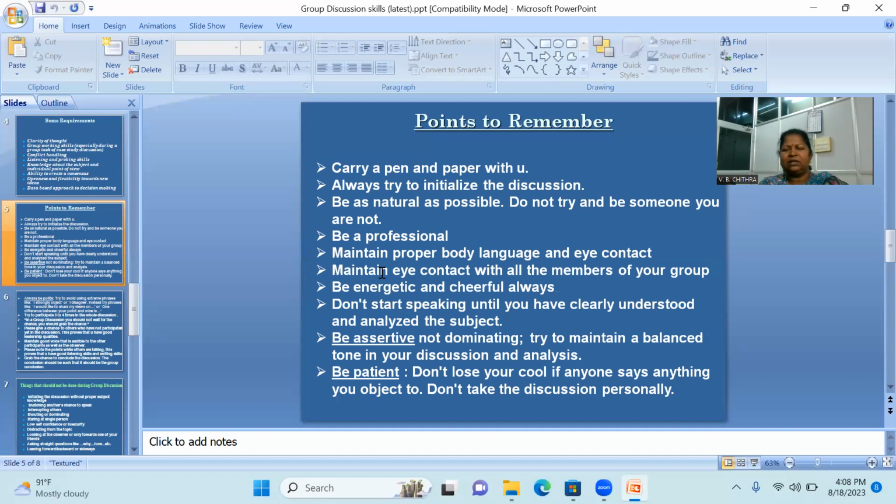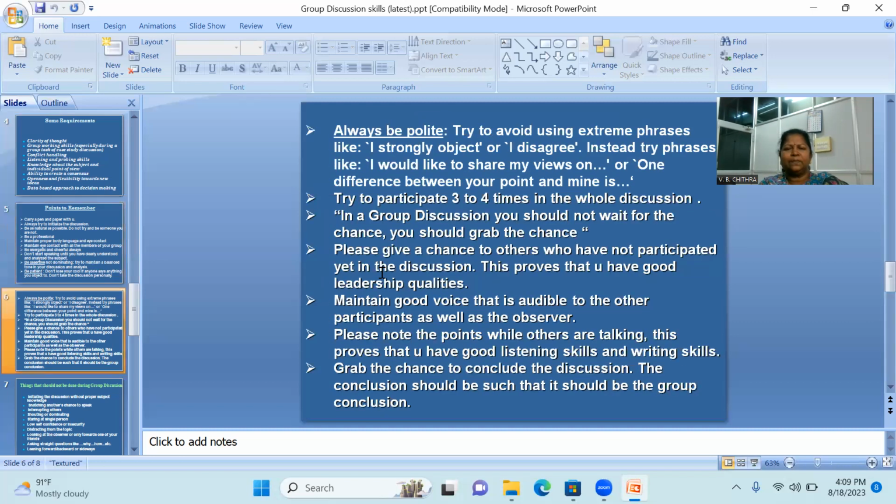And so don't take the discussion personally. So these are some of the do's and don'ts in a group discussion. And so always be polite.